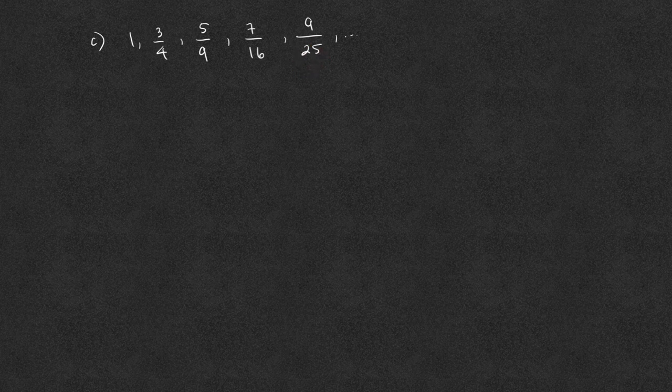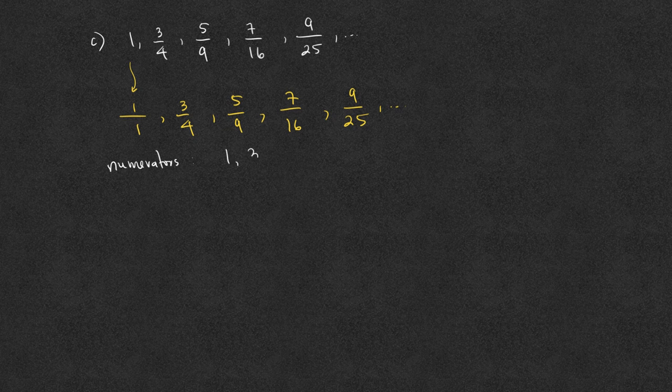And so we want the denominator to have perfect squares, so we would rewrite the first term as 1 over 1, because 1 over 1 is 1. 3 over 4, 5 over 9, 7 over 16, and 9 over 25, and so on. In the numerator alone, we would have the sequence 1, 3, 5, 7, 9, and so on. In the denominators alone, we would have 1, 4, 9, 16, 25.